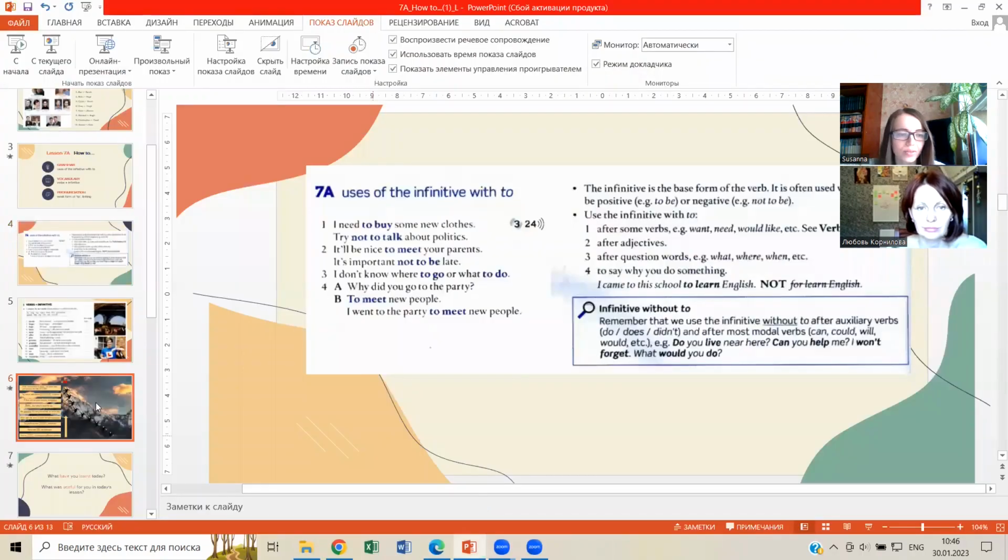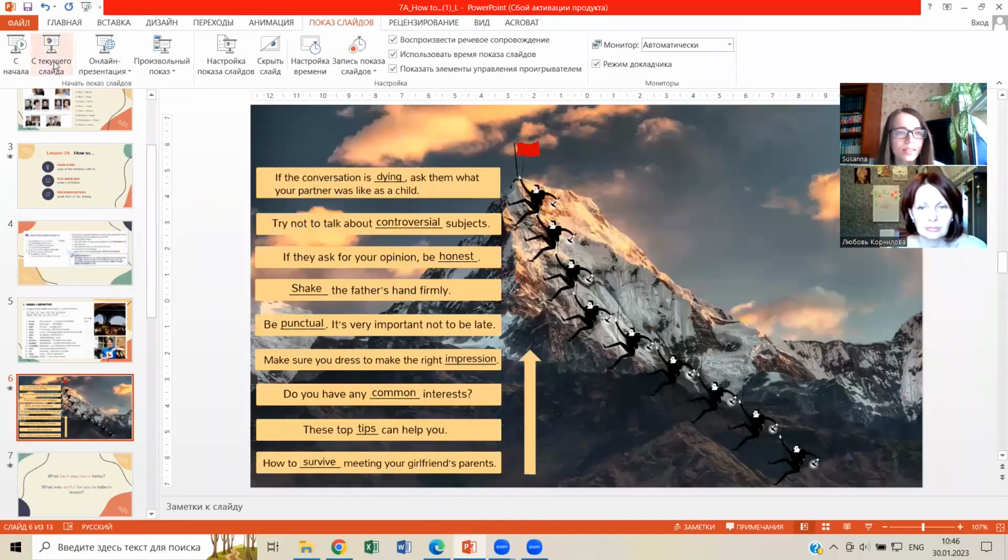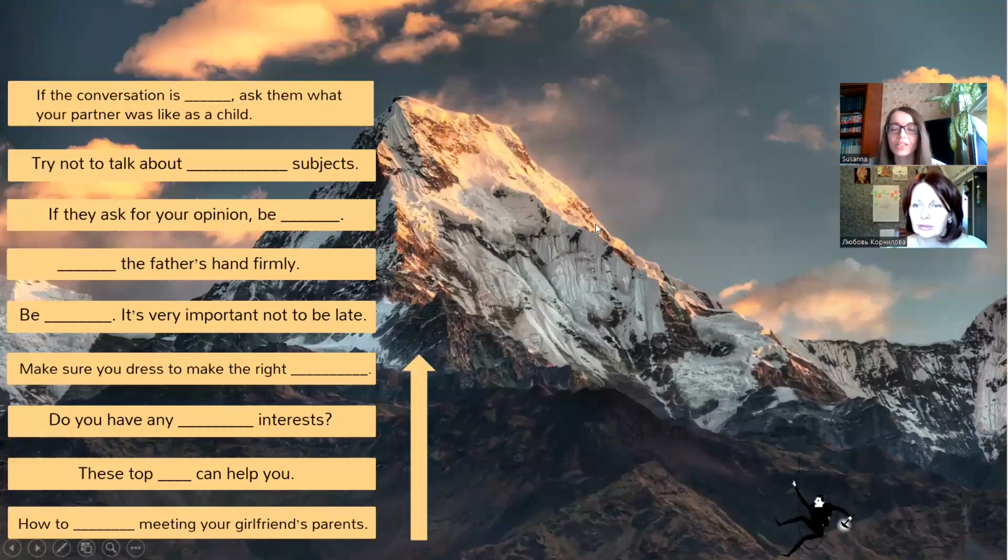So at the end of our lesson, let's revise the article and check your memory. So please close your student's book and please don't look at the article. So you need to climb the mountain, and for each step you need to complete the gaps with different words from the article. From the bottom to the top, yeah. So start please with this sentence.